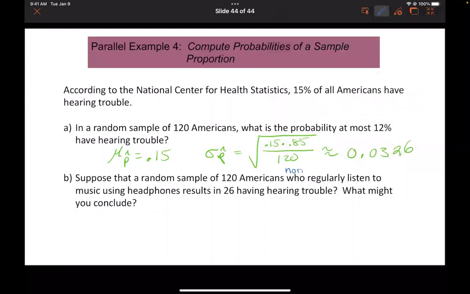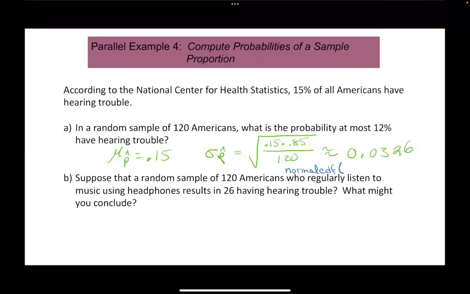Okay, so I got the mean right, but when I went to compute the standard deviation, instead of putting 0.15, I thought it was 0.12. Oh no, so you ended up with something, oops. Yeah. So okay, what is that 12% there for?